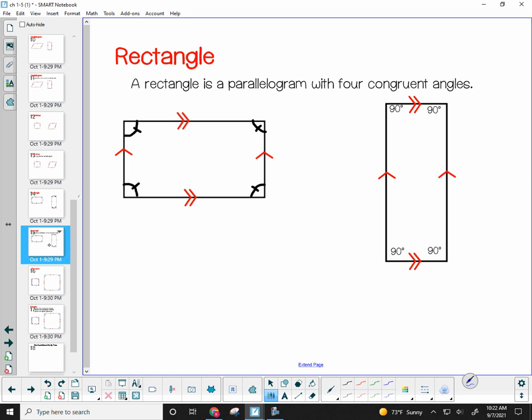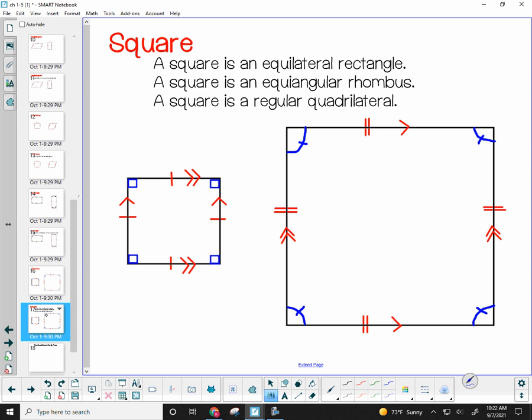All right, finally, we have a square. So a square, you can think about it a lot of different ways, but it's a regular quadrilateral, meaning it has all congruent sides and all congruent angles. Okay, so it's a parallelogram. It has four congruent sides, four congruent angles. I tried to write this a couple different ways just to use that equilateral and equiangular term, but you just need to know that it has four congruent sides, four congruent angles.